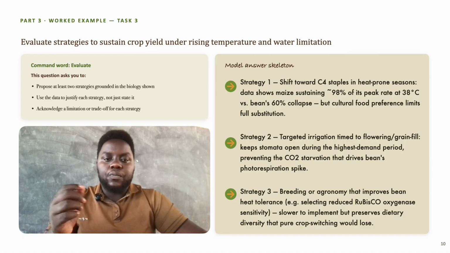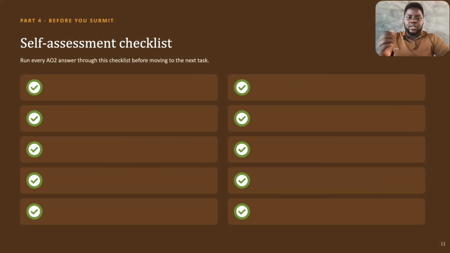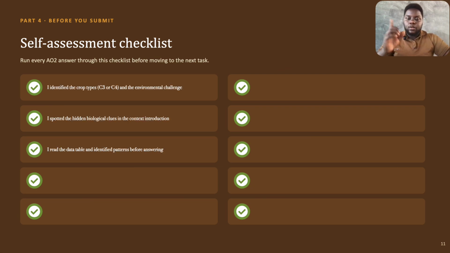Okay? So let's have a very quick self-assessment checklist. Number 1, I identified the crop type, C3 or C4, and the environmental challenge. This is the first step, and it should be the first thing you always do. Number 2, I spotted the hidden biological clues in the context introduction. Forgive the noise. I have some children that are playing physical education outside, but I know you can hear me clearly.